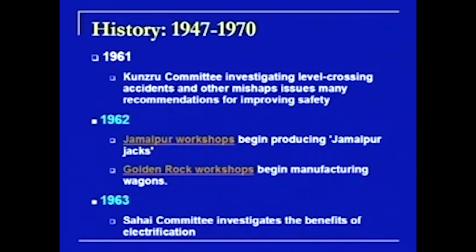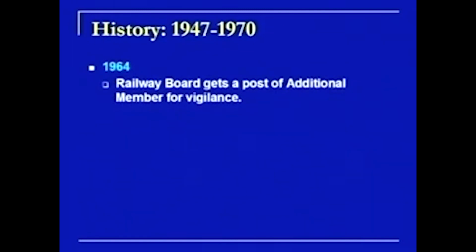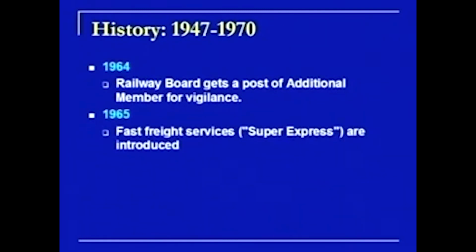There was a Kunzru committee which investigated level crossing accidents. This is one of the important safety aspects which are still creating problems in Indian Railways. There were some more workshops which started manufacturing wagons. Then there was a committee which investigated the benefits of electrification in 1963. Some more changes were made to the railway boards. One change which was made was in terms of vigilance.